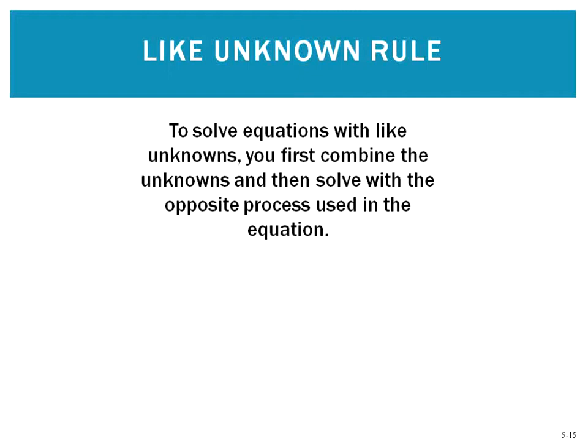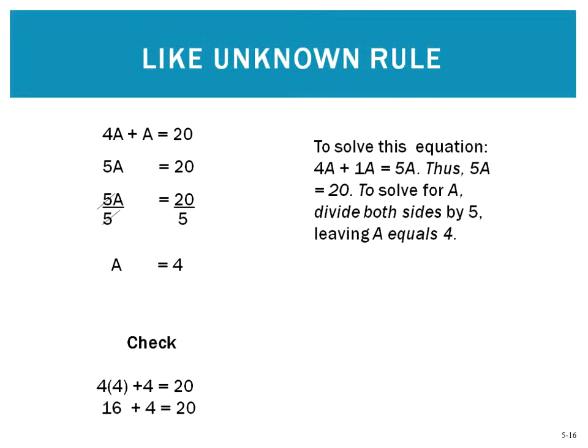Okay, like unknown rule. What happens when we have a lot of p's in the one place? We have to make sure that you combine all your unknowns. Remember, your letters are your unknowns. We know what the numbers are, and we're just trying to figure out what number the letter stands for. That's why we call it the unknown. So the purpose of solving for the unknown is to find the unknown. So the first thing you have to do is make sure you combine all the unknowns and then keep going through your equation. So 4a plus a equals 20.